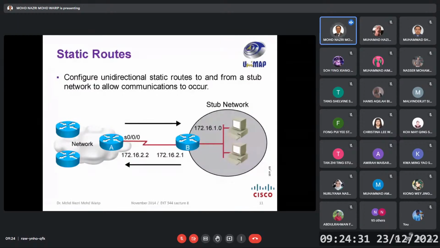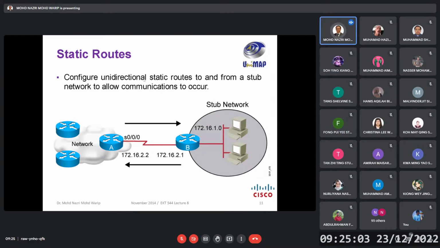Belum lagi. Oh, okay, static route. Configure unidirectional static route to and from a stub network to allow communication to occur. So, for example, you want this router A, maybe in Cyberjaya, and maybe here in Putrajaya, for example. So this one is the cloud. This maybe they have a host in Putrajaya, for example.